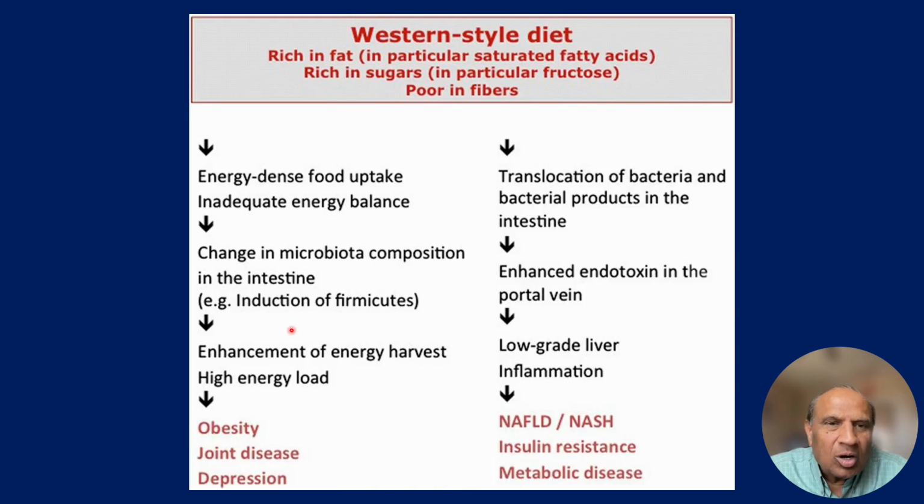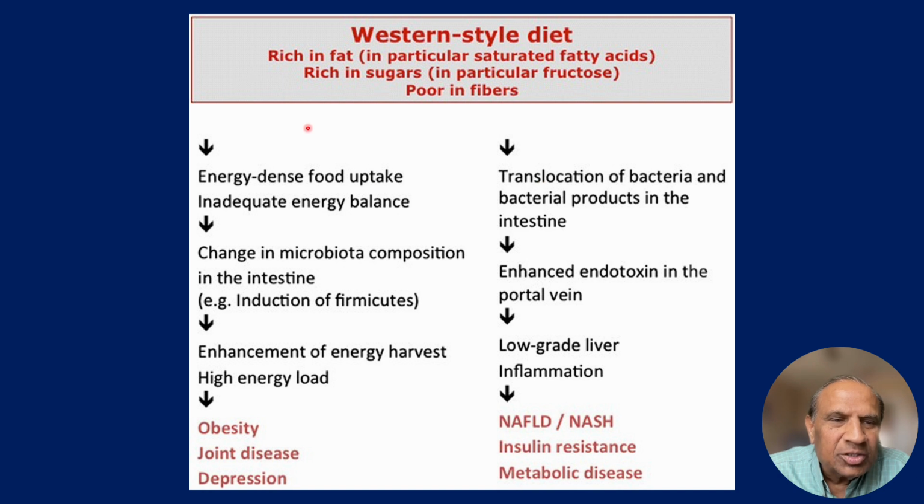The other cause for intestinal permeability problem is mainly in the diet, and especially the Western style diet, which is rich in fat, particularly saturated fatty acids, which is rich in sugar, particularly in simple processed sugar, something like fructose, and poor in fibers. It can lead to intestinal permeability problems in two separate ways.